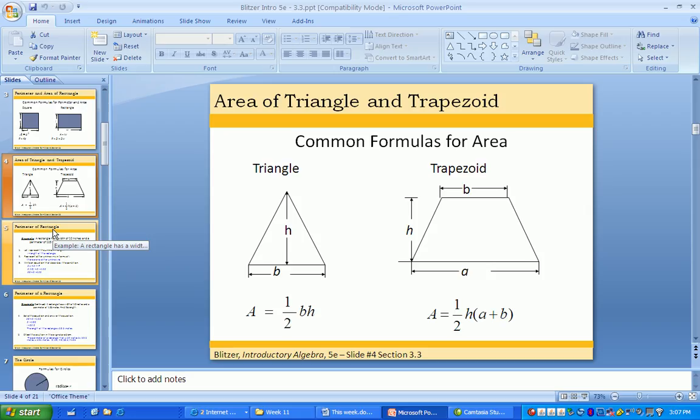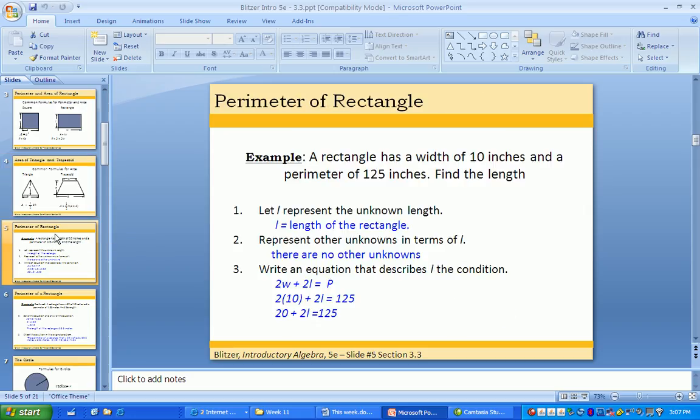Here's a word problem. A rectangle has a width of 10 inches and a perimeter of 125. Find the length. So we go and say L is going to be the length. There are no other unknowns, right? Because we know the width and we know the perimeter. So we can just write our equation. 2W plus 2L is equal to P. And we know this. Again, that's from our equation that we learned up here.